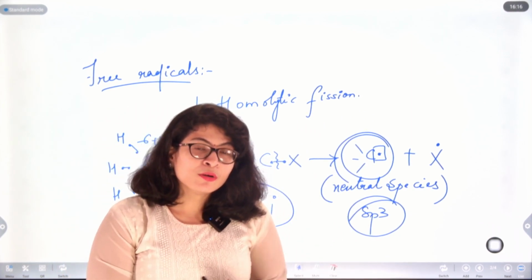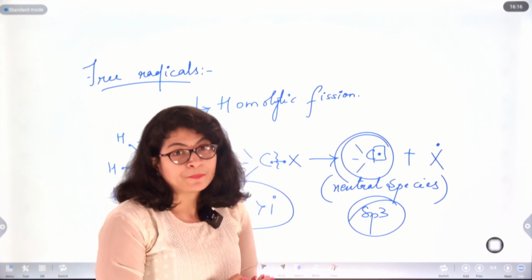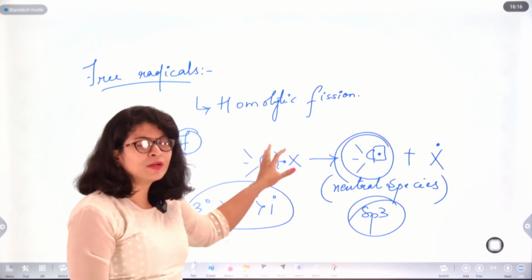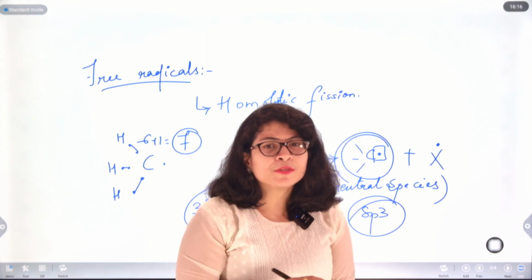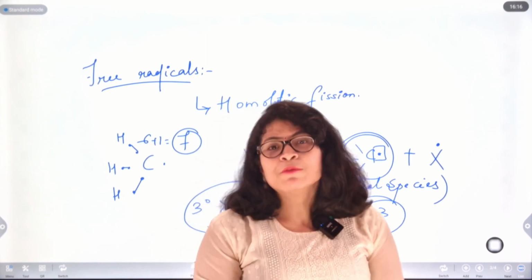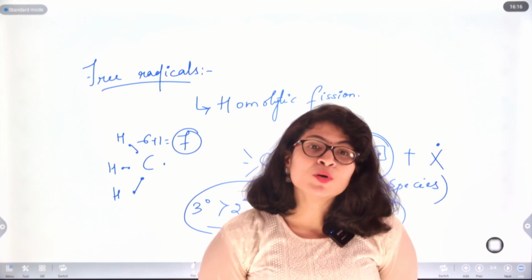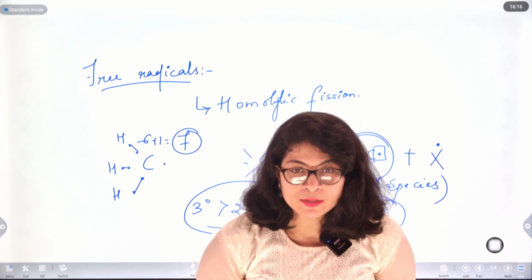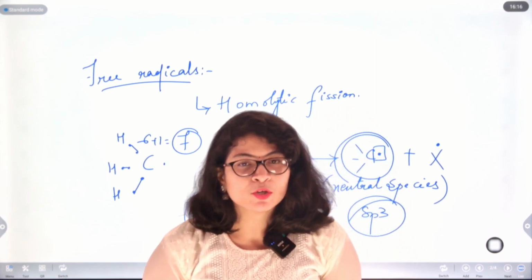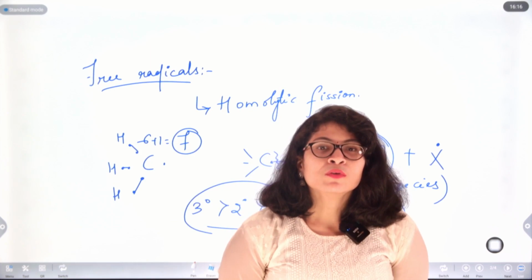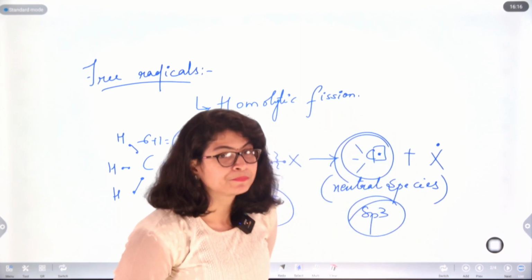Now moving on, we will see something more in detail about attacking reagents. This was all about our substrate. Our substrate undergoes bond fission, which can be homolytic or heterolytic. If heterolytic, we get the concept of carbocation and carbanion. If it is homolytic, then we get our free radical. We understood the hybridization and shape of the free radical, and the stability order for free radicals. Now we will understand something more about attacking reagents.